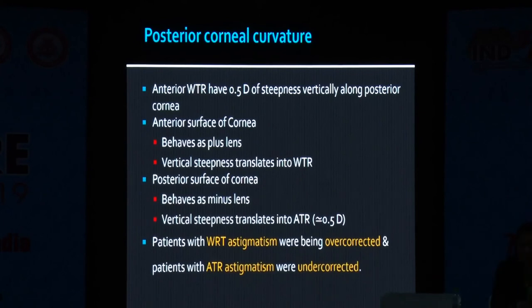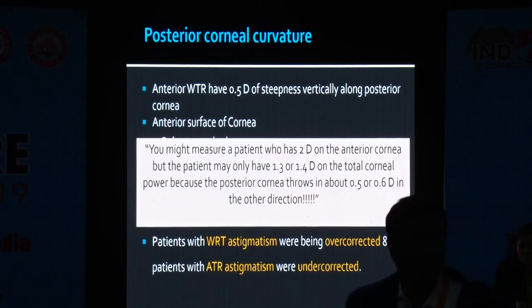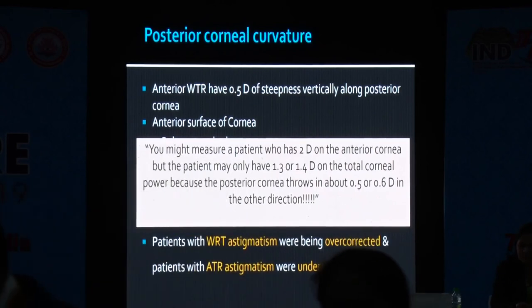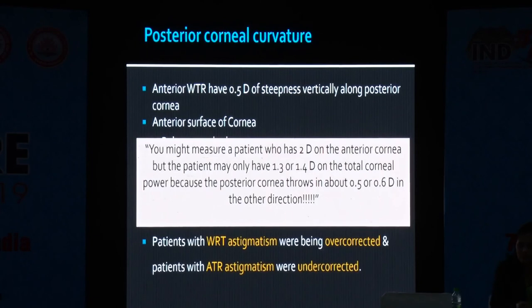So what happens is that patients with the rule astigmatism were being overcorrected by approximately 0.5 diopters, and patients with against the rule astigmatism were being undercorrected. So you might measure a patient who has 2 diopters of with the rule astigmatism on the anterior cornea, but the patient may have only 1.3 to 1.4 on the total corneal power, because the posterior cornea throws about 0.5 to 0.6 in the other direction. So you have to undercorrect that.